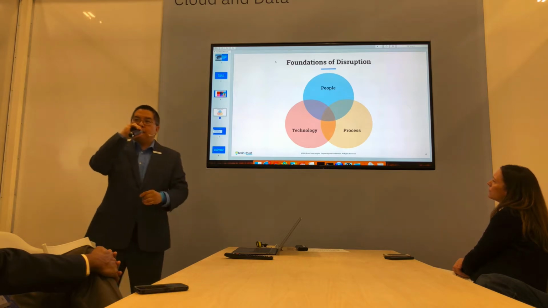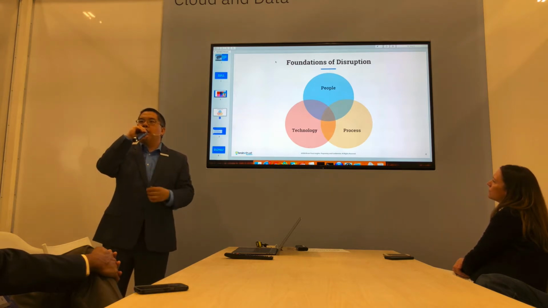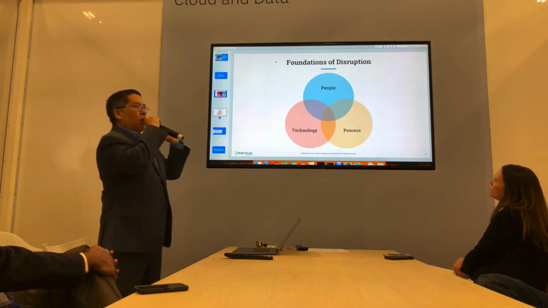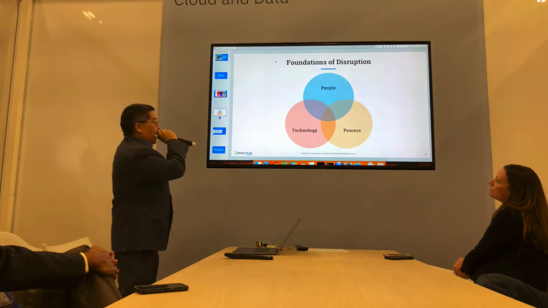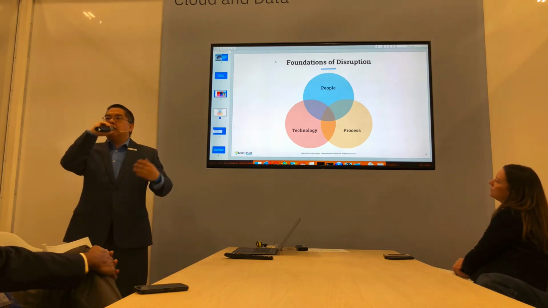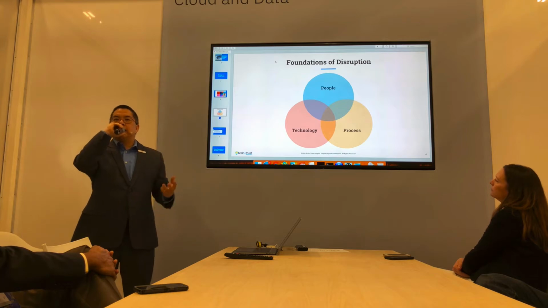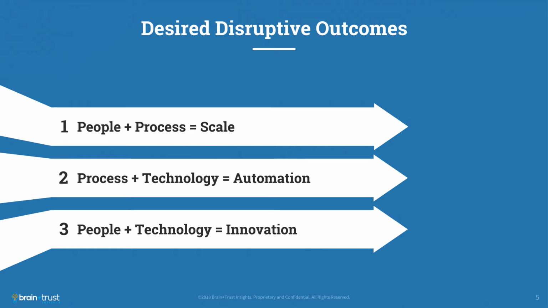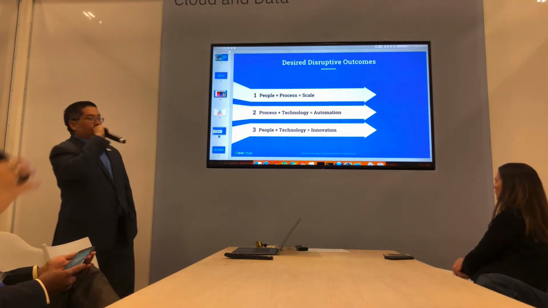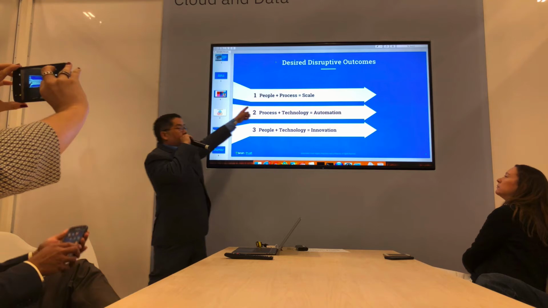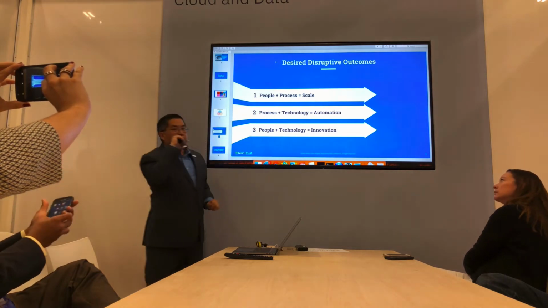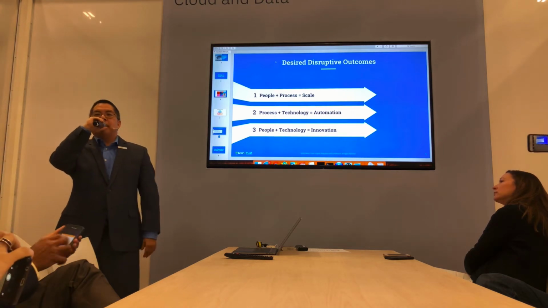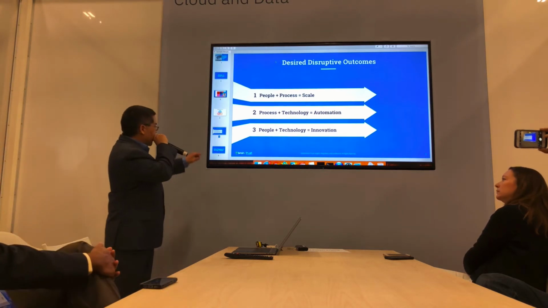When technology and process intersect, what you get is automation, the ability to take a process and make it go faster, make it go more with fewer errors. And finally, when you intersect people and technology, what you get is innovation, the ability for us to have new things. These are what we do for disruption and transformation. We want scale. We want automation. We want innovation. And by the way, the video and the slides for this session will be made available at the end. So just so you know.